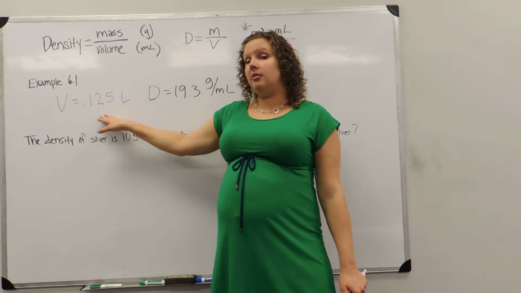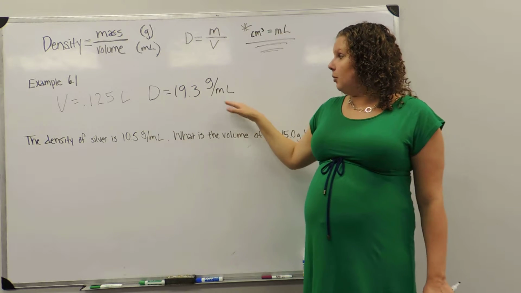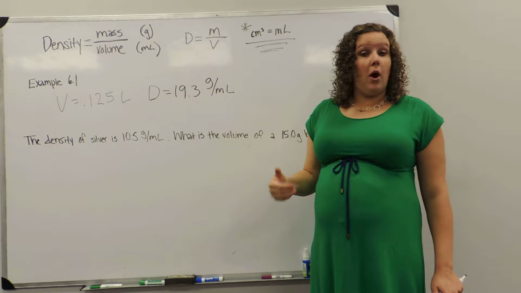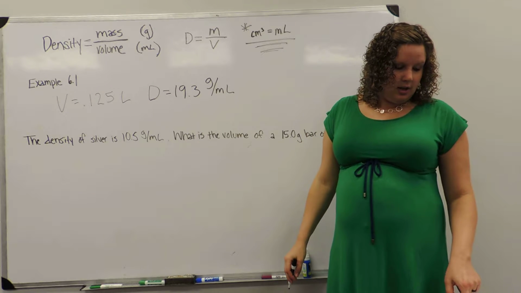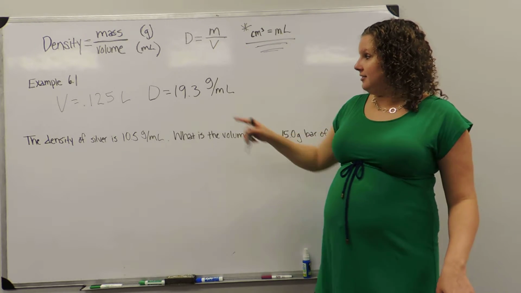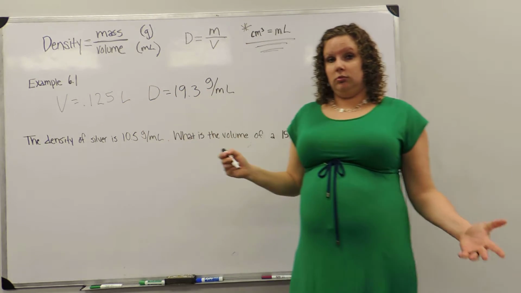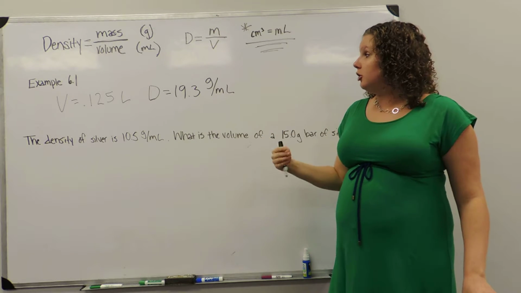So I know the problem gave me the volume, 0.125 liters, and I know the problem gave me the density, 19.3. Now let's focus on what the problem's asking. The very last statement says calculate the mass of the miner's nugget. So I am looking for M, mass, and I know D and V. You should be able to just plug in and solve here, but make sure you check your units.